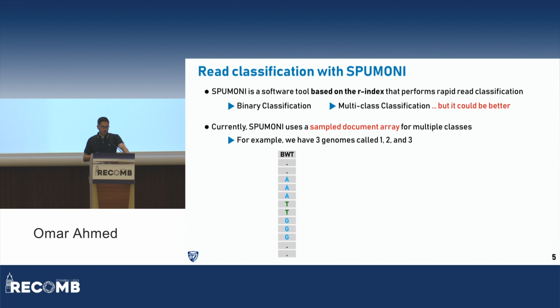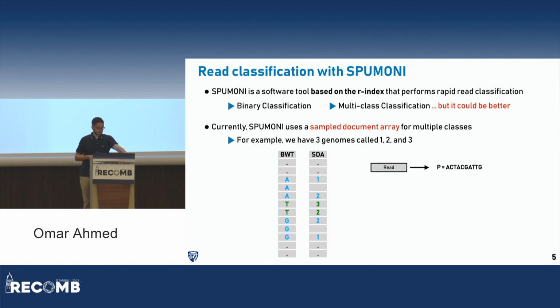So right now, what Spumoni uses as a data structure is something we developed called the sample document array. Essentially, if we have an example where we have 3 genomes in a database, we technically call these documents 1, 2, and 3. If we have a BWT, we can see the runs are colored differently. Basically, what Spumoni does is at the start and end of each run in the BWT, it looks at that suffix, and it determines, based off the suffix position, what genome it occurs in, and it stores that in the document array. And that allows us to get some kind of multi-class information, to be able to classify where that read comes from in the database.